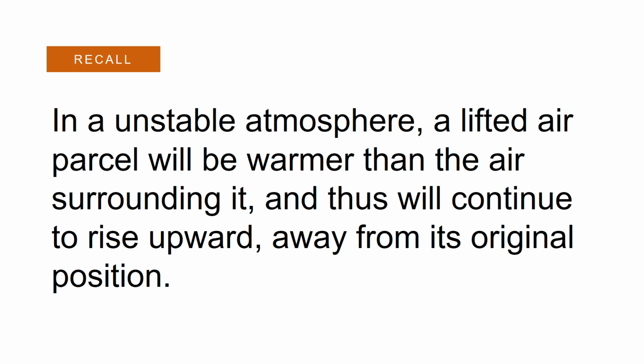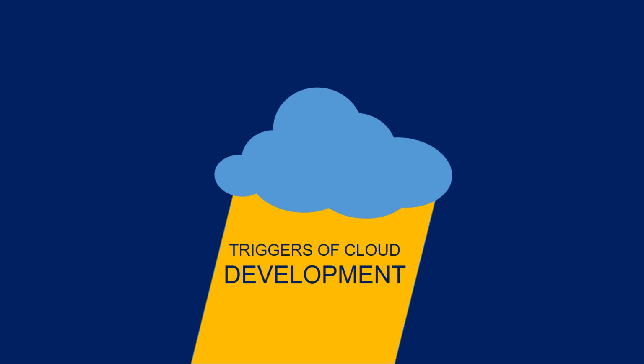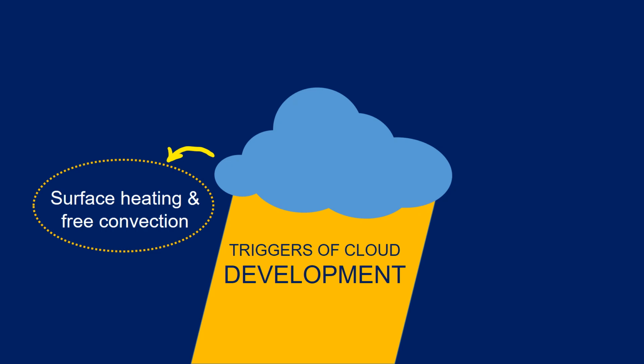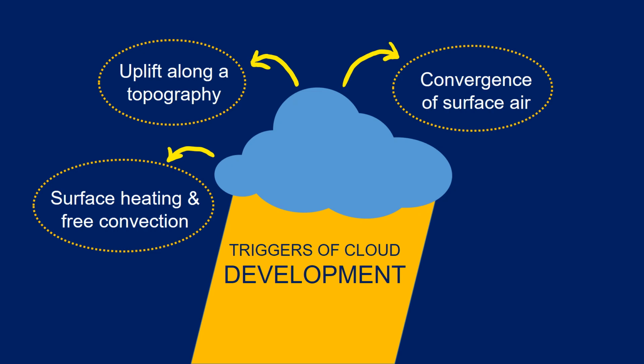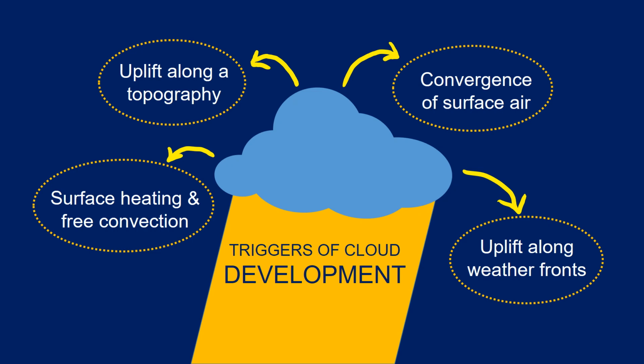So in the first video, we talked about the triggers, or when an air parcel is pushed in an unstable equilibrium, it will accelerate away from its original position. So in cloud development, what are the triggers of cloud development? First, we'll be talking about surface heating and free convection. Next, we'll be talking about uplift along topography. We also have convergence of surface air as well as uplift along weather fronts.